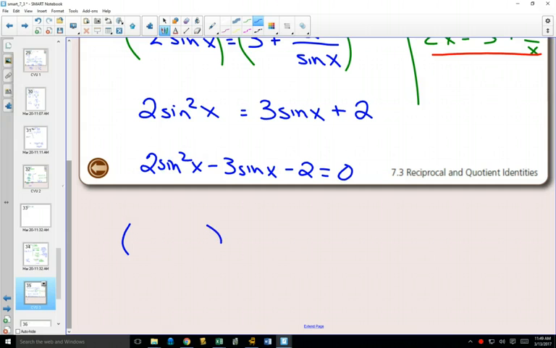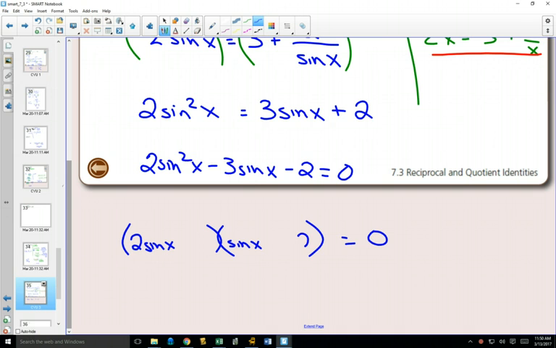So when I look at this one and I go to factor, the only way that I can get a 2 sine squared is a 2 sine x and a sine x. The way that I can get a 2 is with a 2 and a 1 or a 1 and a 2. So looking at this, you have to make a decision. Should it be 1 and 2 or 2 and 1? Which one, when I multiply it out, will give me a 3?